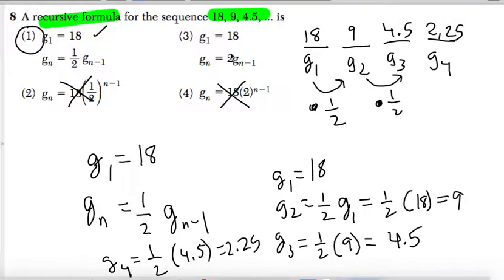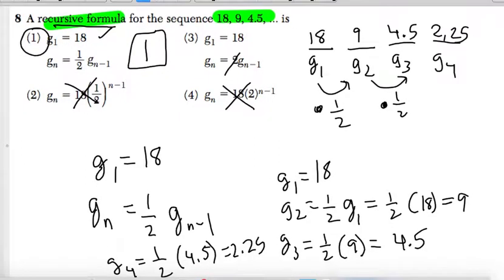The mistake they made here is they got the correct first term, but they're doing a times 2 instead of a times 1/2 pattern. So the answer is choice 1, okay? And you want to make sure you understand recursive formulas, and you want to understand the difference between arithmetic and geometric sequences.